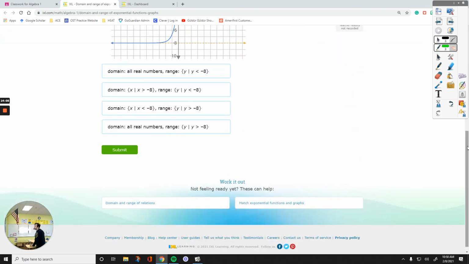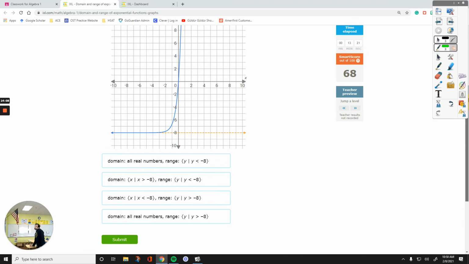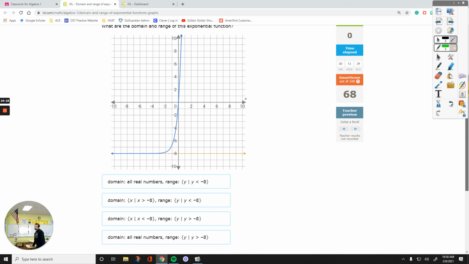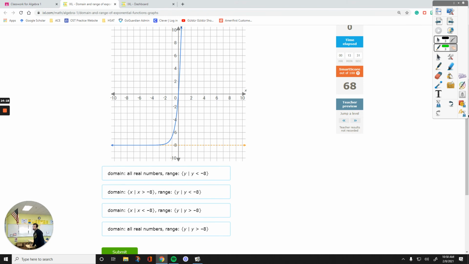Again, range is a little trickier than the domain. Okay, what are the domain and range of this exponential function? Now, let's first talk about the domain. We have 4 options. We are talking about the domain. Domain is left-right movement, right? Okay, this is what I'm looking at. Is there any dotted line that goes up and down that limits my graph and tells it to stop, to go any further left or further right?